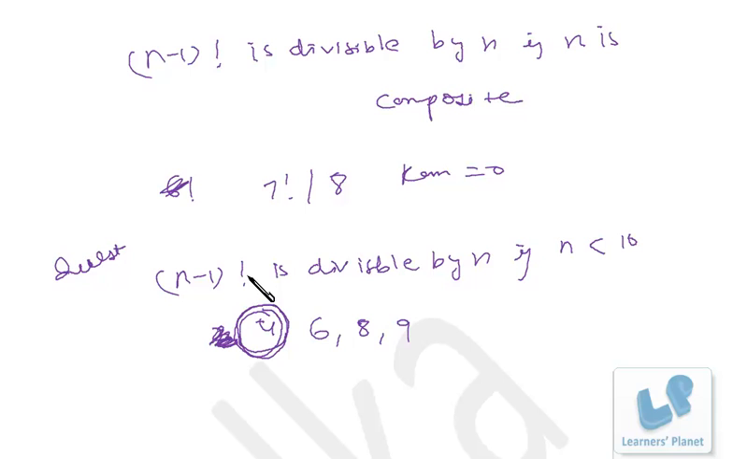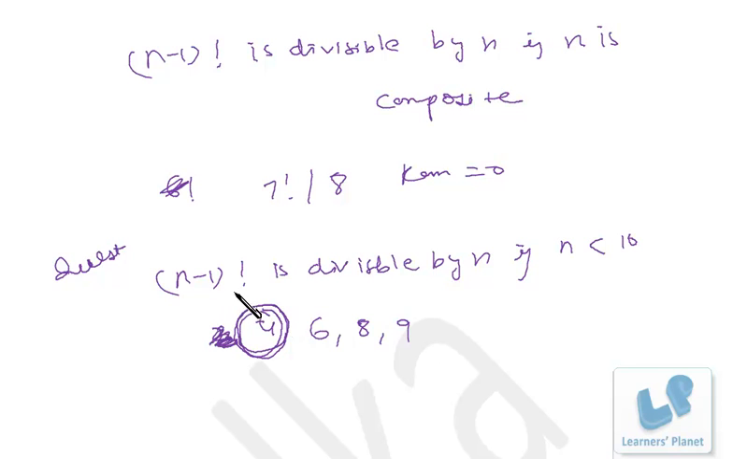4 minus 1 factorial is not divisible by 4. 4 minus 1 factorial is 6, and 6 is not divisible by 4. Otherwise, all the remaining numbers are true for this statement. 6 minus 1 factorial, that is 5 factorial, that's 120, perfectly divisible by 6. Then 8 minus 1 factorial, that is 7 factorial, that's 5040, perfectly divisible by 8. Similarly, 9 minus 1 factorial, that's 8 factorial, is perfectly divisible by 9. The only exception to this rule is number 4.